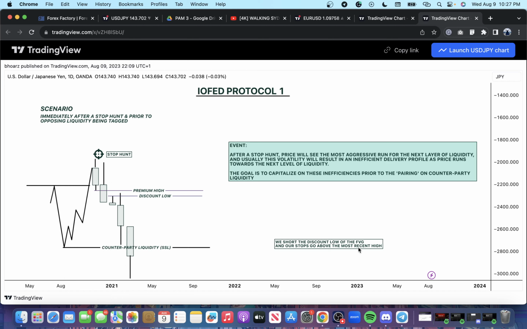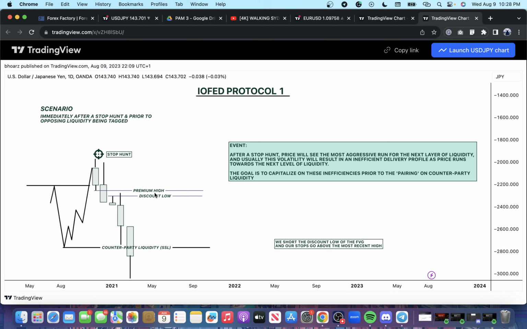And what we do is want to short the discount low of the fair value gap in a bearish anticipation, and we want to buy the premium high of that fair value gap in a bullish anticipation. And the event here is that after the stop run, price will see the most aggressive run for the next layer of liquidity. And usually this volatility will result in an inefficient delivery profile as price runs towards the next level of liquidity. The goal is to capitalize on these inefficiencies prior to the parent or counterparty liquidity, which is what we're doing here. Because what you usually get as a tip-off is the creation of inefficiencies.